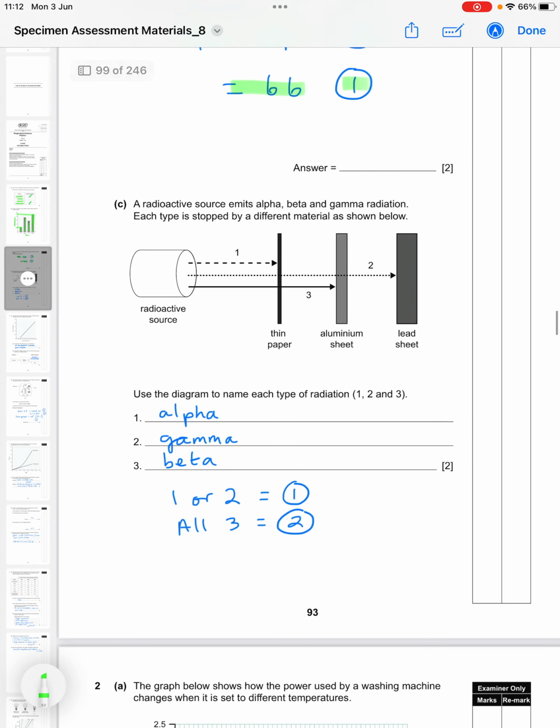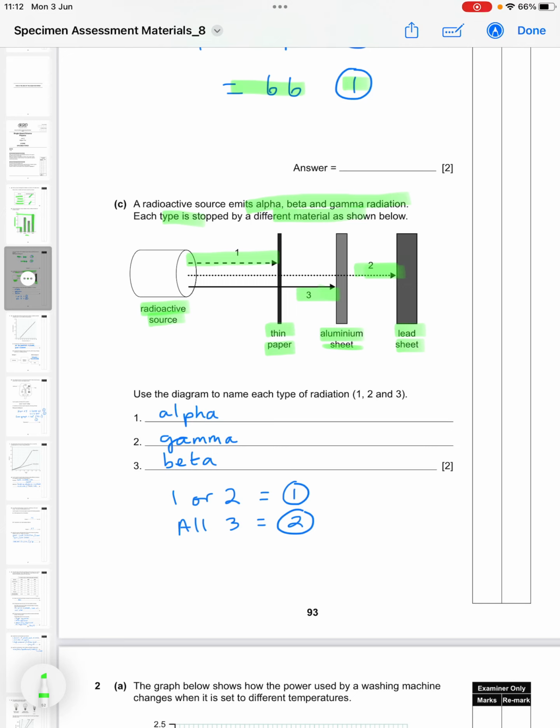Then we have a radioactive source which emits alpha, beta and gamma. Each type is stopped by a different material as shown below. So here's the source, then we have thin paper, an aluminium sheet and a lead sheet. And if you look at the numbers here, this type is 1, the one going to the furthest distance is 2, and this one is 3. So that's what might catch you out in this paper, just not paying attention to where the numbers are.